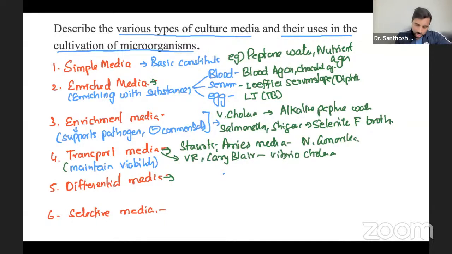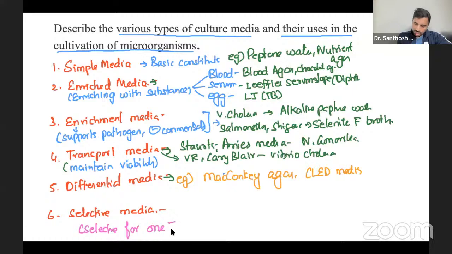Differential media is based on differentiating two properties. So here your example should be MacConkey agar, a differential media. Then selective media, selective for only a particular organism. It is selective for one type of bacteria only.